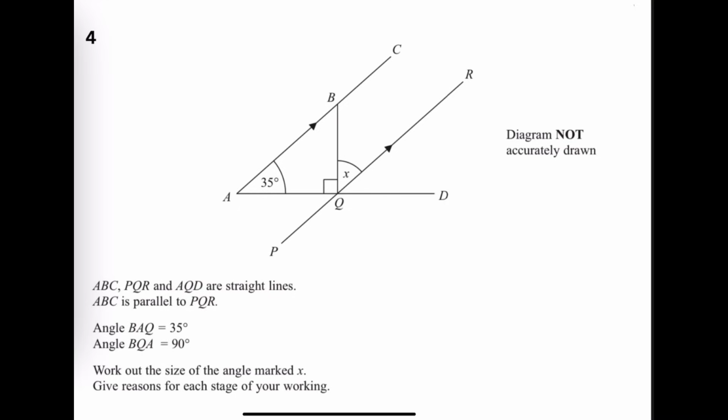Question 4. ABC, PQR, and AQD are straight lines. ABC is parallel to PQR.